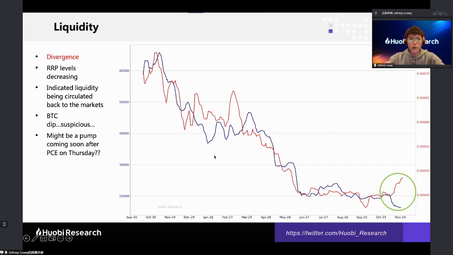We're currently seeing a big divergence here, as I put a green circle down there, at the right side of the bottom. What this divergence means is that the blue line is the BTC price, and the red one is the inverted RRP. I inverted the amount of RRP so that it becomes positively correlated to the performance of Bitcoin. If inverted RRP goes up, we tend to think that Bitcoin will go up too. We're seeing a clear positive correlation between inverted RRP and Bitcoin.